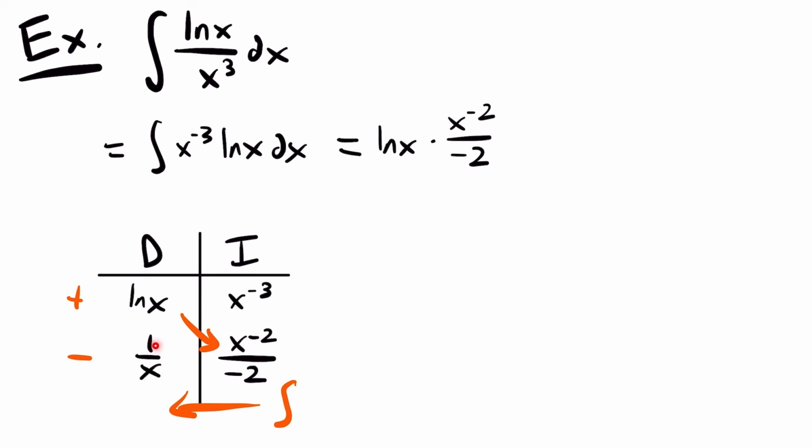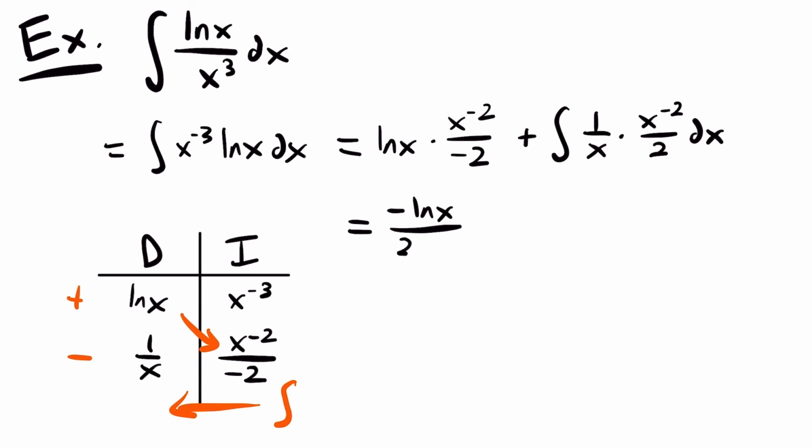And so we have negative 1 divided by x times x to the negative second power divided by negative 2. This negative and that negative will cancel out, so we will have plus the integral of 1 divided by x times x to the negative second power divided by 2 times dx. Now if we pull this 1/2 to the outside and rewrite 1 divided by x to be x to the negative first power, then this is equal to the negative natural log of x divided by 2 times x squared, which is the same as this right here.